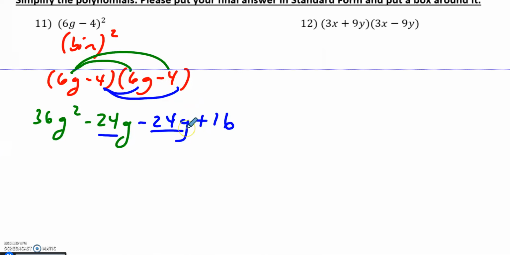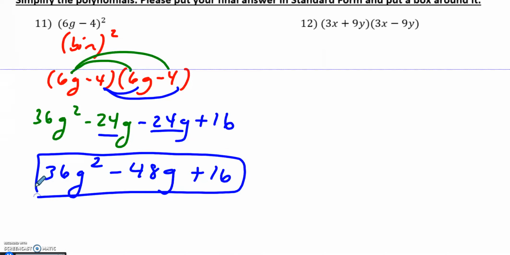Both of my middle terms are the same, but they do not cross out because 2 negatives is still a negative number. So my final answer would be 36g squared minus 48g's plus 16. So no, the middle term does not cross out in this example. And please note again that g plus g is never g squared because you're combining like terms and not multiplying.